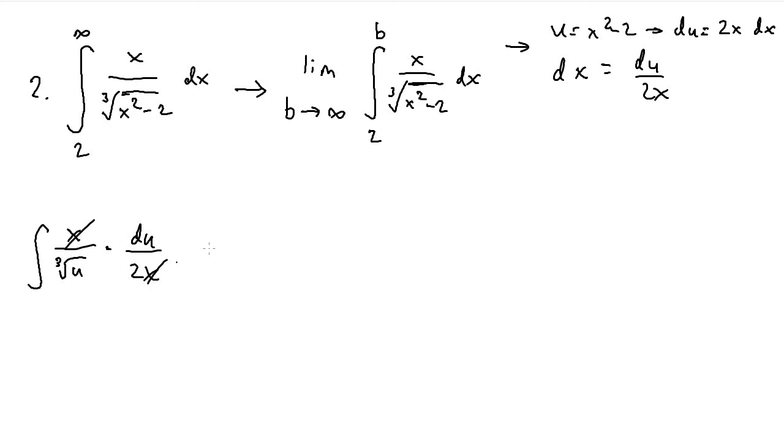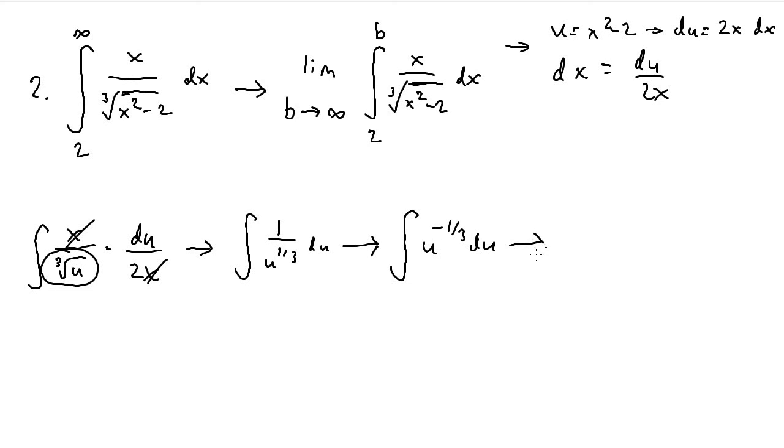The x's will cancel, and I can actually change this to u to the 1/3 power. So I get the integral of 1 over u to the 1/3 du. And I can use the power rule, but first I gotta move the u up, so u to the negative 1/3. So now I add the power by 1 and divide by the same power. So negative 1/3 plus 1, or negative 1/3 plus 3 over 3, it's going to be 2/3. Divided by 2/3 is the same thing as multiplying by 3/2, and the du goes away.